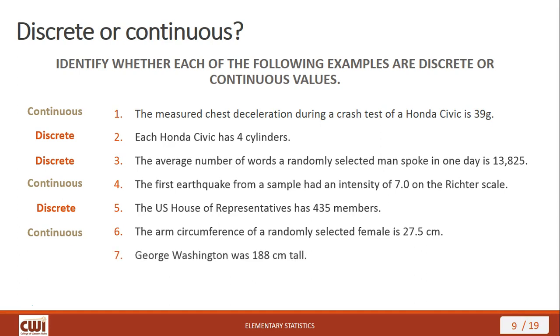Here's the next example. George Washington was 188 centimeters tall. I'll give you a few seconds. Again, this is an example of continuous data. Any type of length measurement is going to be continuous data because continuous data, remember, has parts as well as wholes. And so any length you could measure could have a part as well as a whole. So therefore, this is an example of continuous data.